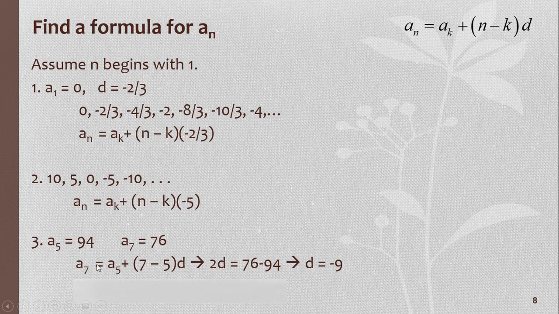And I could write this as a sub 7. I'm going to substitute 7 for n, and I'm going to substitute 5 for k. So a sub 7 is equal to a sub 5 plus 7 minus 5 times my difference, which I don't know yet. That's what I'm solving for. So if I do this, a sub 7 is 76, a sub 5 is 94. So 2d is equal to, if I rewrite this, 76 minus 94, and I can solve that d is equal to negative 9. So now that I know what my difference is, I can plug it back into this equation here.